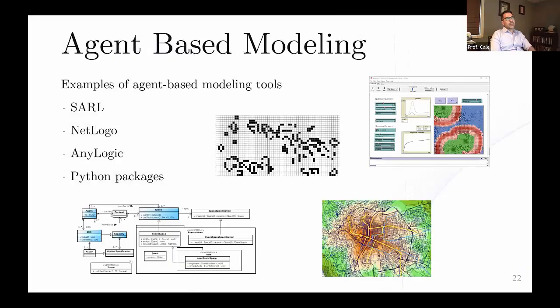is a very powerful tool that's used in a lot of systems dynamics. I show a few, and I'm not advocating a certain tool here, but I just want to give a few examples here. One is called SARL. It sort of looks like this.